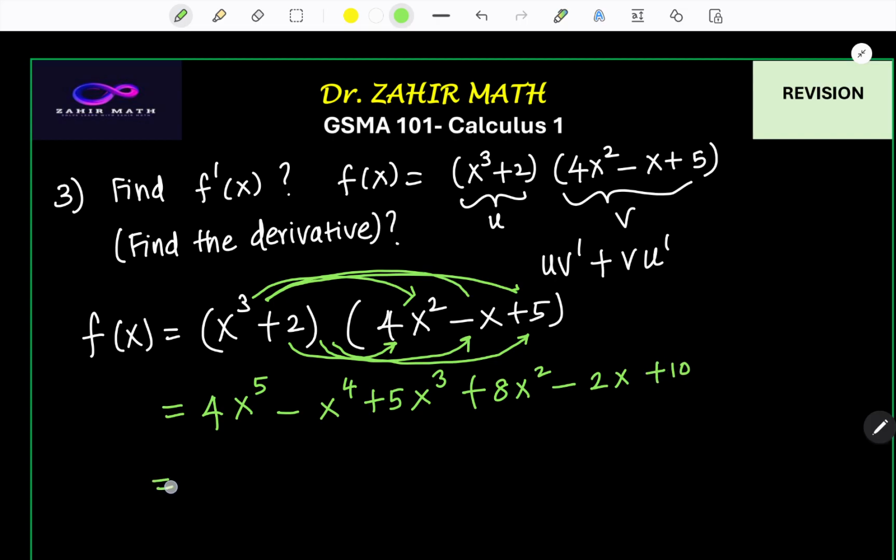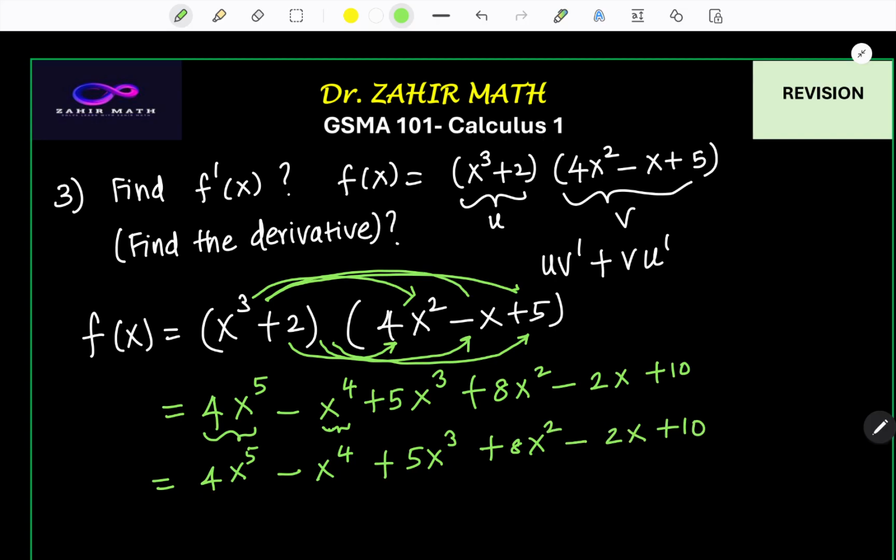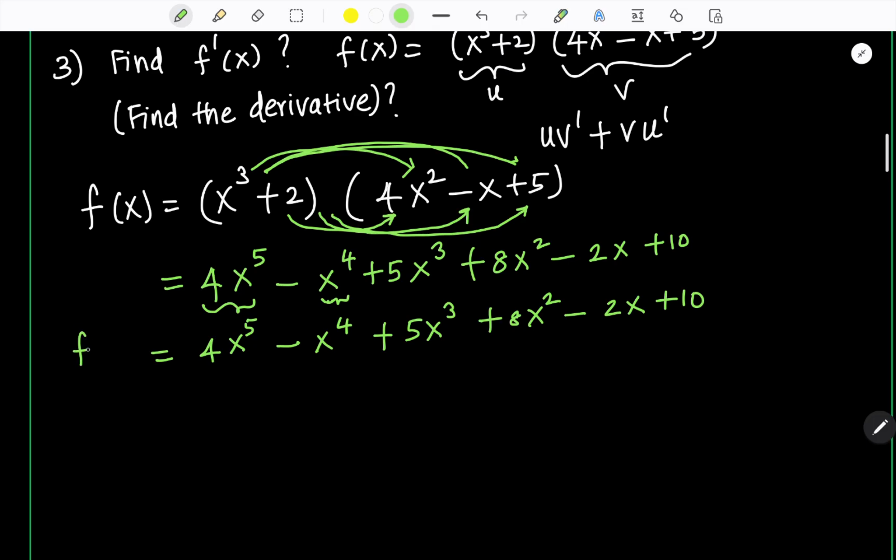So slowly simplify. Is there any like term the same as this? No. So it is 4x power 5. Is there anything with x power 4? No. So minus x power 4. Okay. And then is there anything with 5x cube? No, no like term. Plus 8x square? No. Minus 2x? Yes. Plus 10. So this is your f of x.